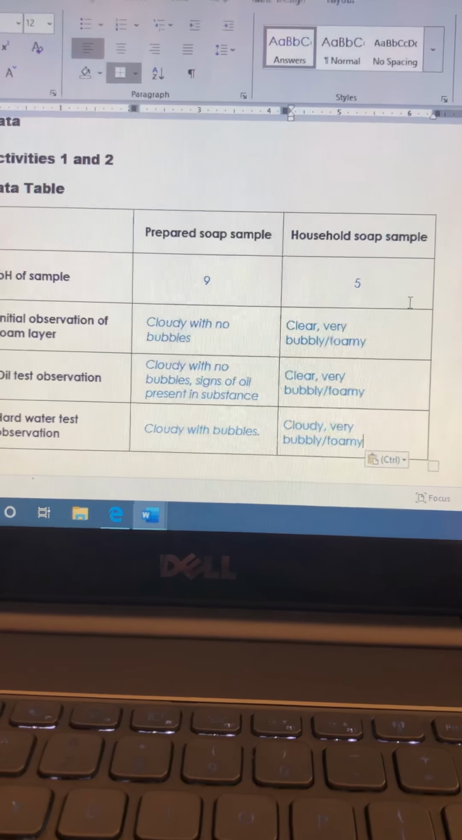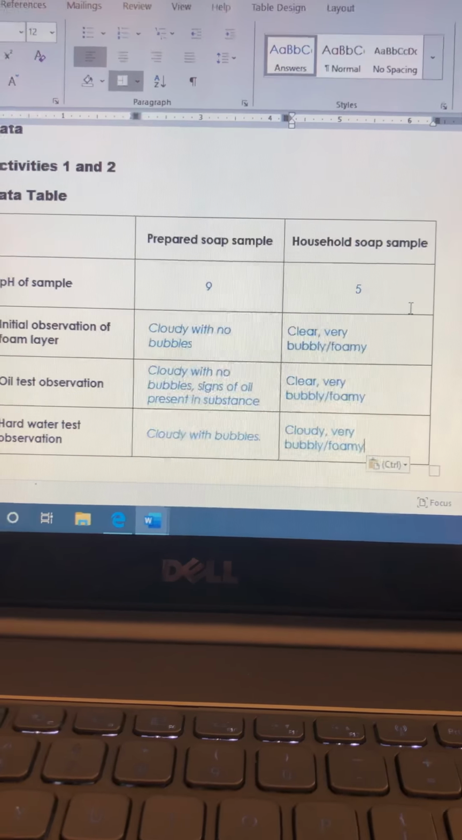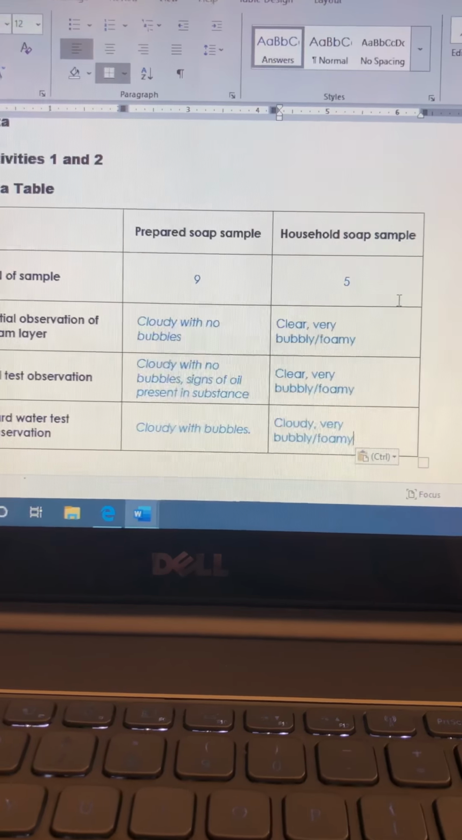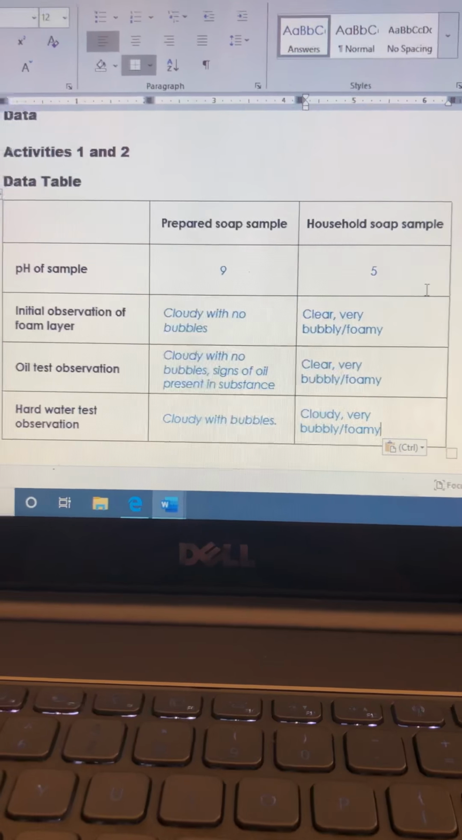For the household soap sample, it just got very bubbly and foamy at the top, but the liquid was still clear. There were no real signs of any sort of oil in the substance.